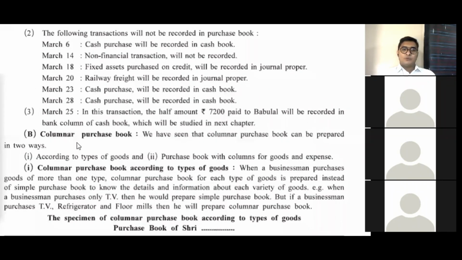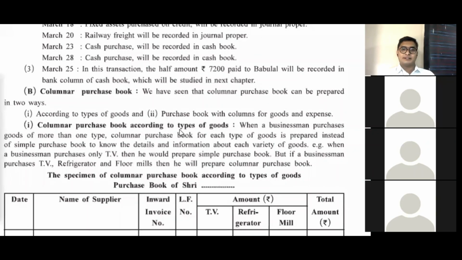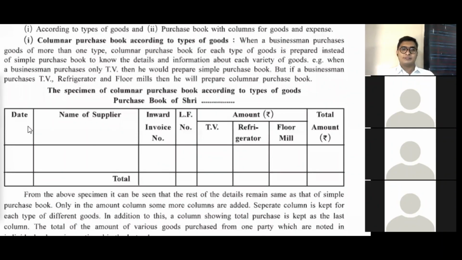Now we are moving ahead to the columnar purchase book, where, according to the types of goods, there are various columns you can see. It is a specimen of a columnar purchase book according to types of goods. Date, name of supplier, invoice number, ledger folio number, and amount. If there are separate goods, then for each good there is an individual column: TV, refrigerator, flour mill, and tool.